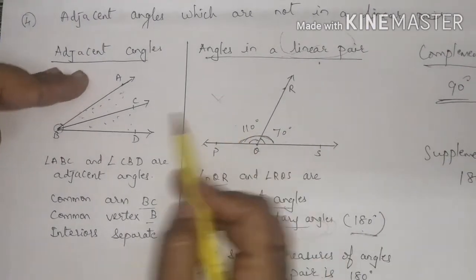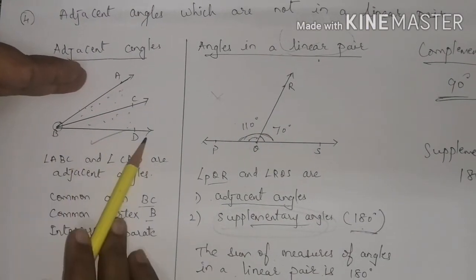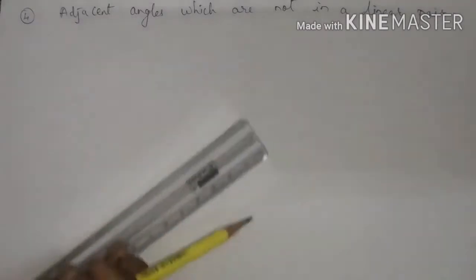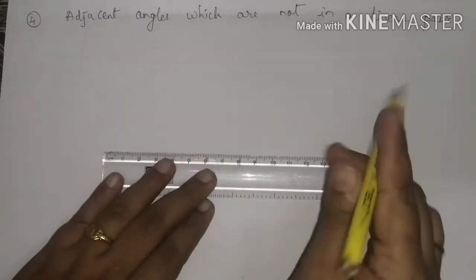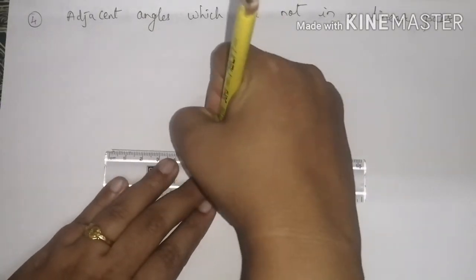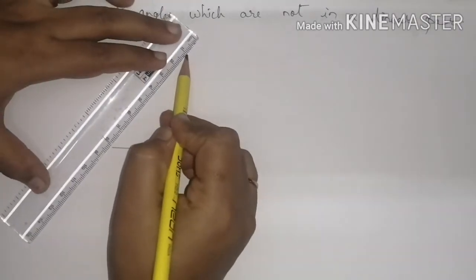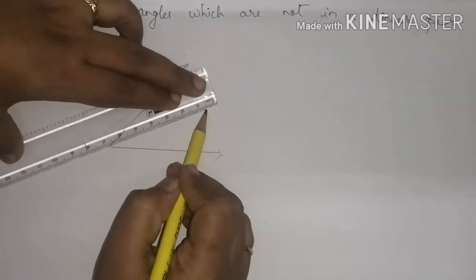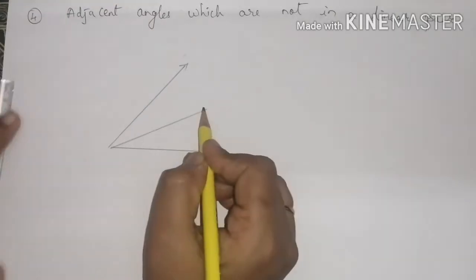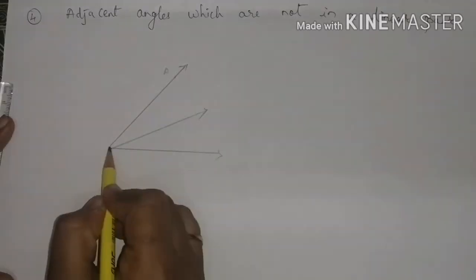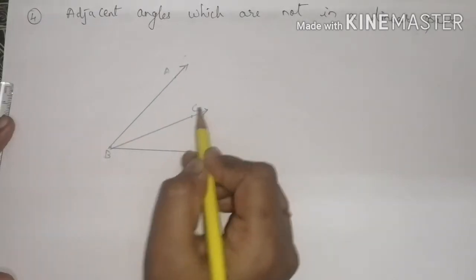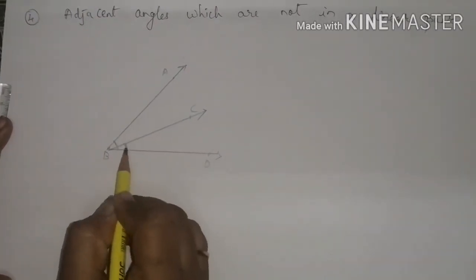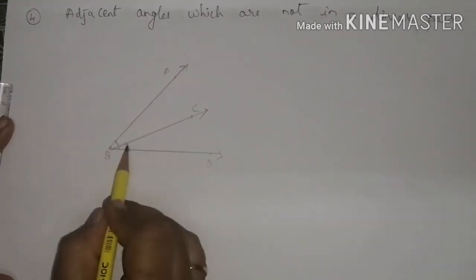So we'll not draw like this. We'll draw like this. So they are adjacent also and they are not in a linear pair also. Adjacent angles. So this one is ABC, this is one angle, and this one is another angle, just name it CBD. So these both are adjacent angles.